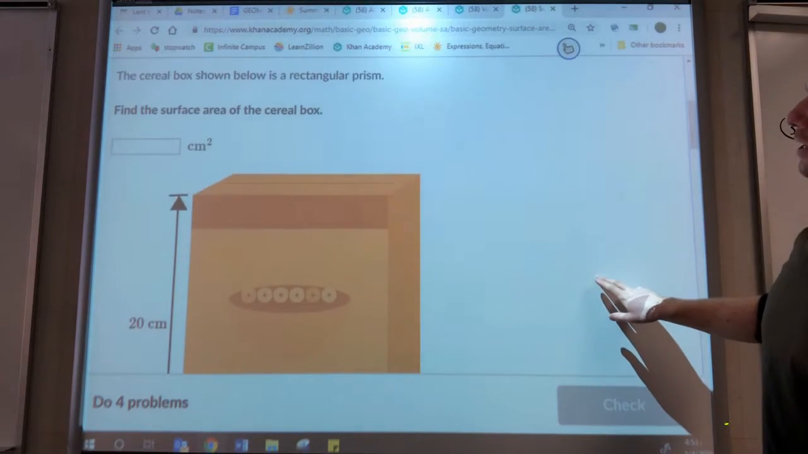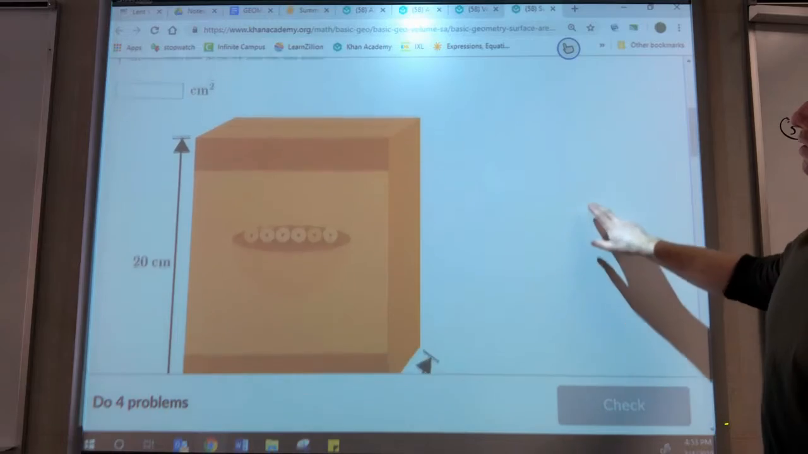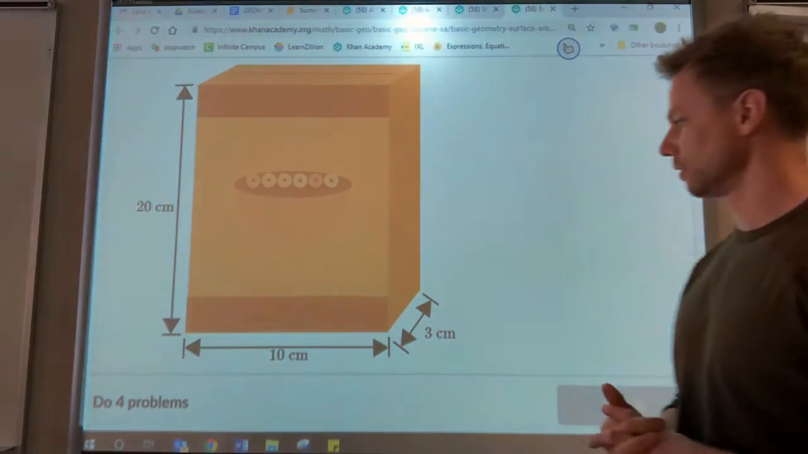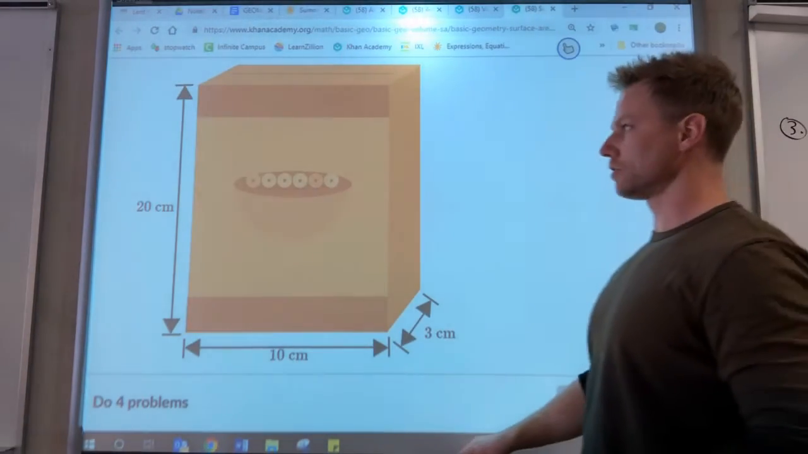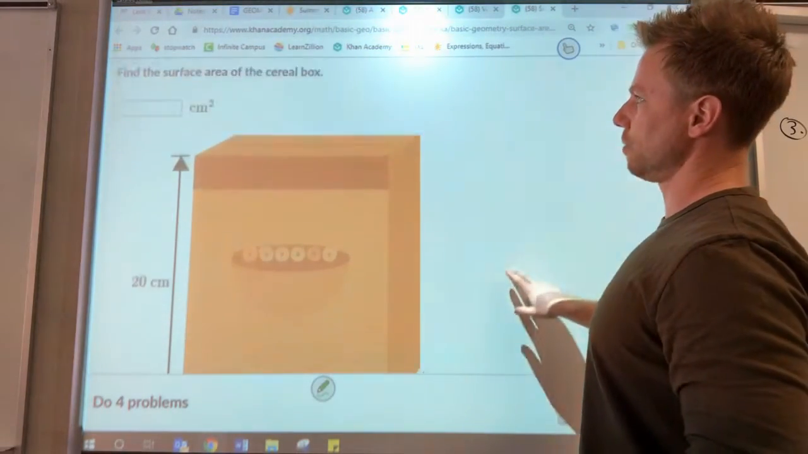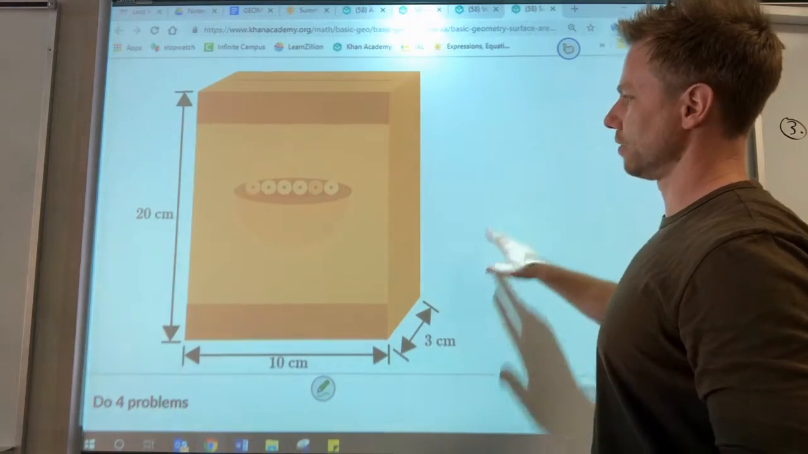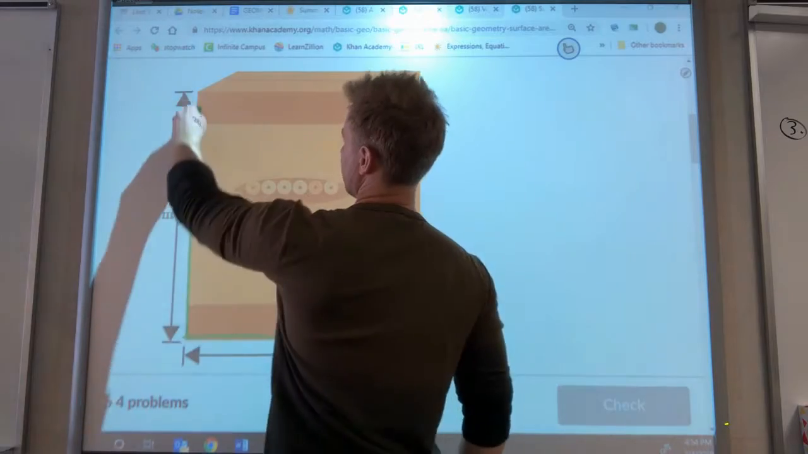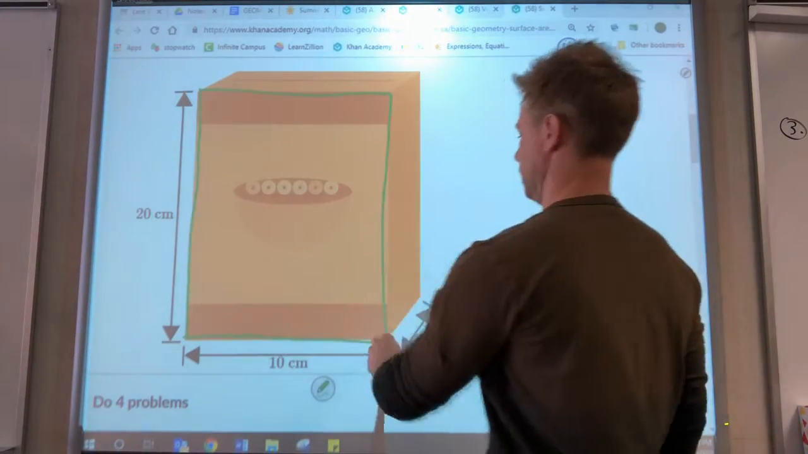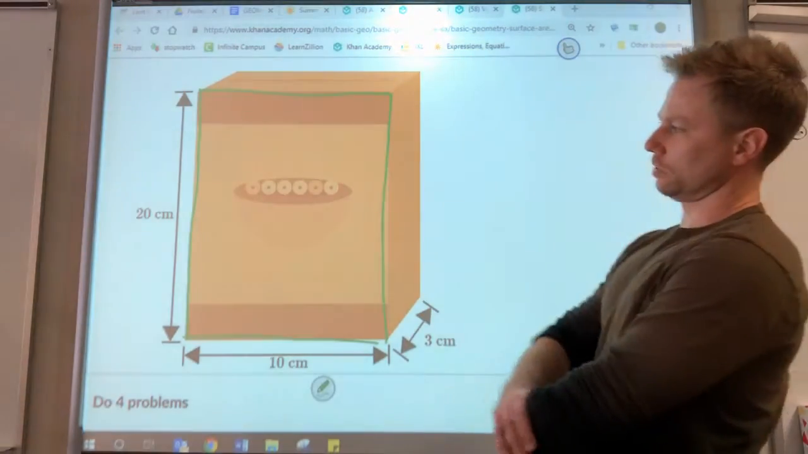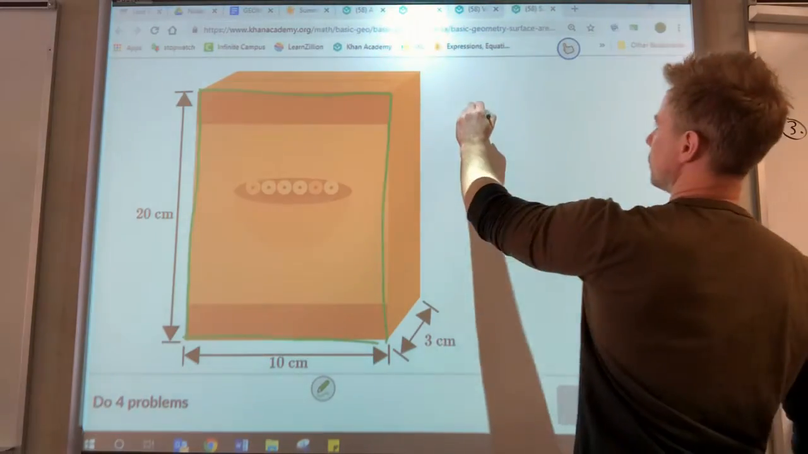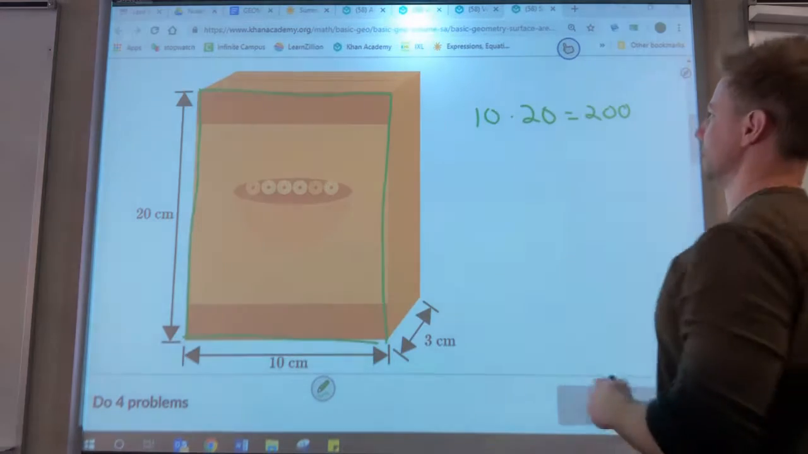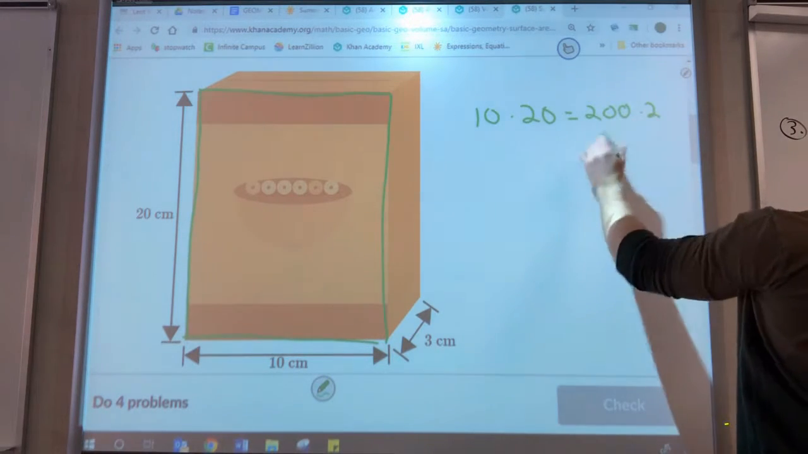Okay, find the surface area of the cereal box. So this is where we find the area of all the faces and then add those all together. If you think of a cereal box, there's a front and a back. So let's find the area of the front and the back first. It's 10 by 20 for the front, and the back is going to be the same shape, the same size. So 10 times 20 is 200. And then we have 2 of those, so we'll take that times 2.